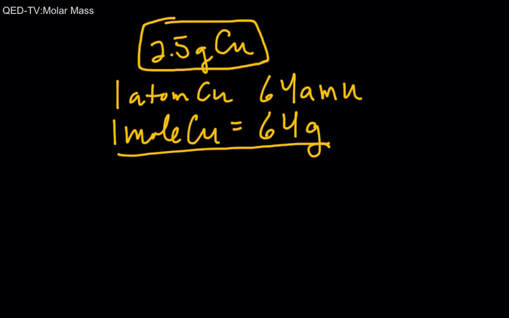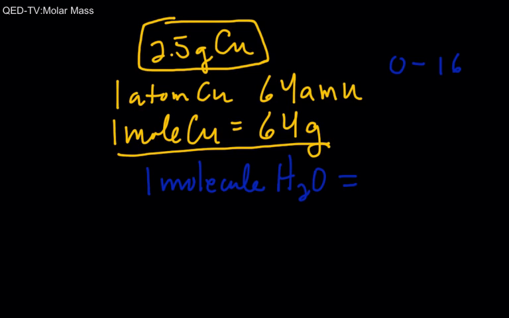Okay, what about water? Would I be able to swim in a mole of water? Well, one molecule of water weighs how much? If you look in the periodic table, oxygen is 16. Hydrogen is 1 each, so that'd be a total of 2, for a total of 18. A molecule of water weighs 18 atomic mass units.